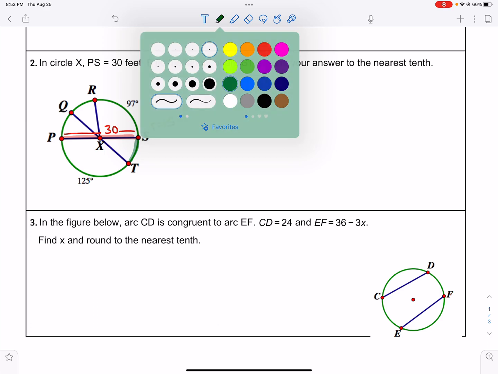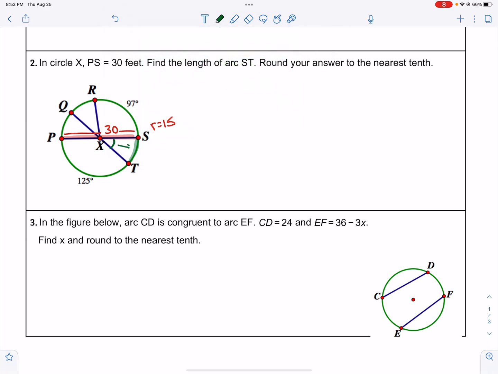And we also need to know the central angle that would correspond with arc ST that it intercepts. And then I can see that this arc PT is 125. And then together, those two would be half of my circle. So 180 minus 125 would help me figure out the central angle, which is equal to arc ST. So 180 minus 125 would be 55 degrees.